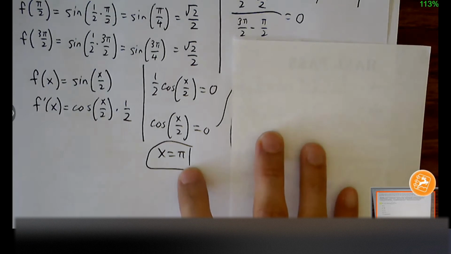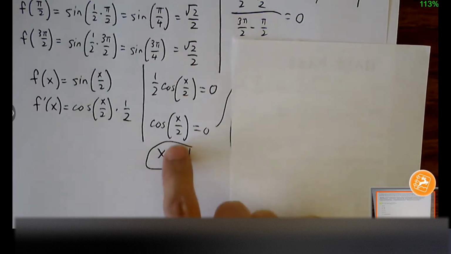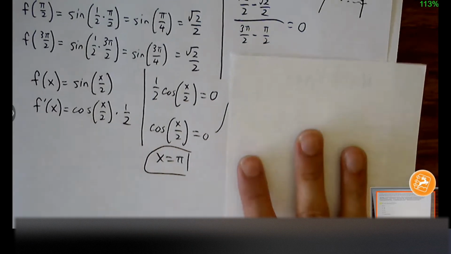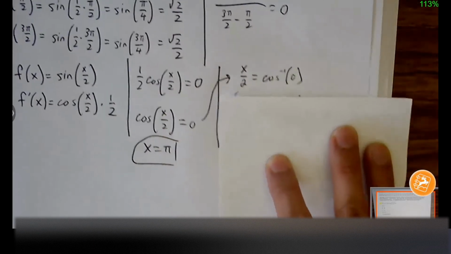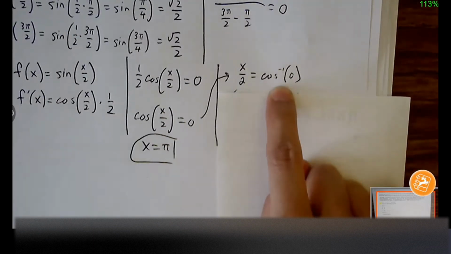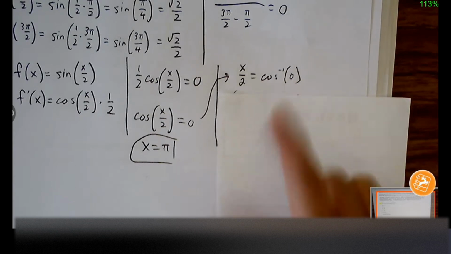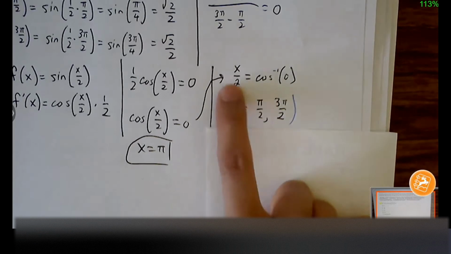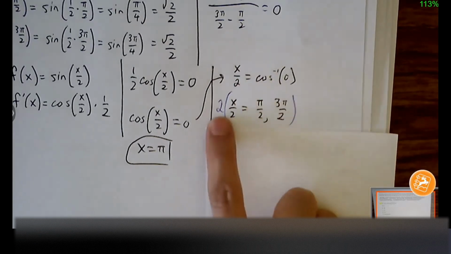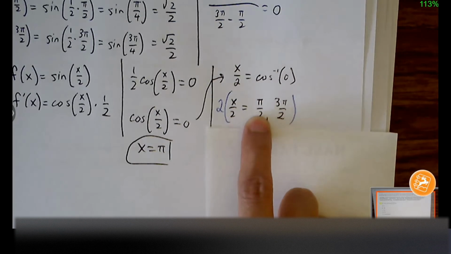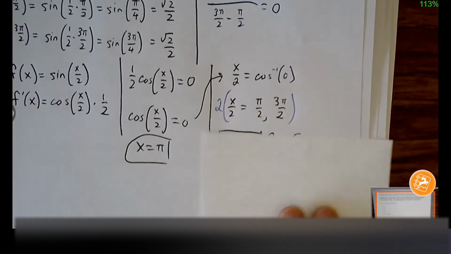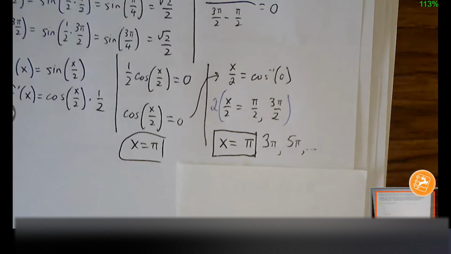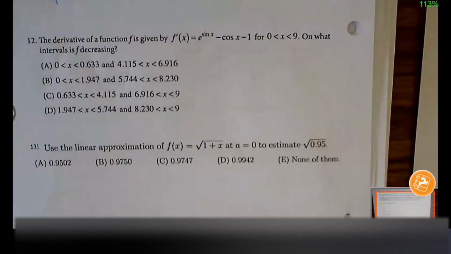Another way that I could do this, if it doesn't end up being something that you can easily find, you could also make this into an equation to solve. We can bring this cosine over to the other side, go do inverse cosine. We can say x over 2 is equal to the inverse cosine of 0. Identify the values where cosine of theta is equal to 0, which is pi over 2, 3 pi over 2, 5 pi over 2. So once we identify some of those values, I want to solve for x, multiply everything through by 2. So that will give me x equals pi and 3 pi. So that means it's going to keep repeating this pattern, pi, 3 pi, 5 pi. But our answer choices is only showing pi, so that's our answer, D.